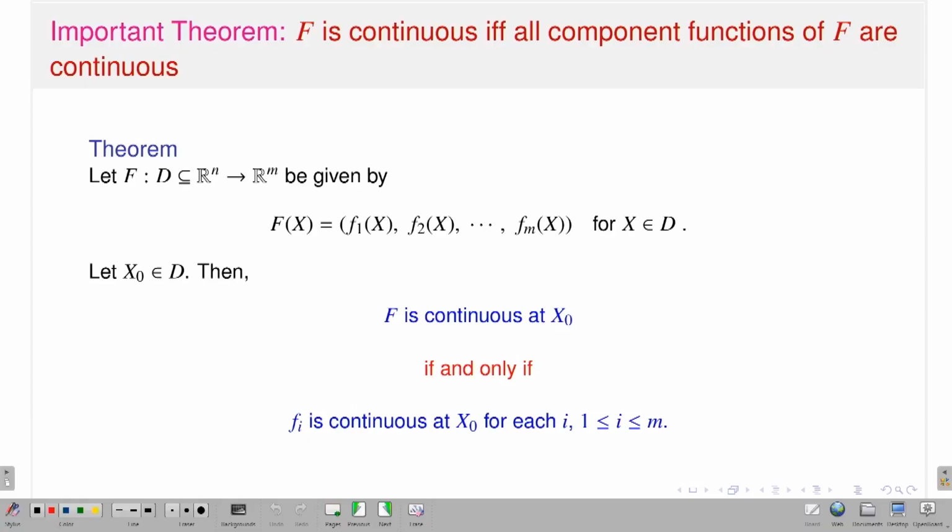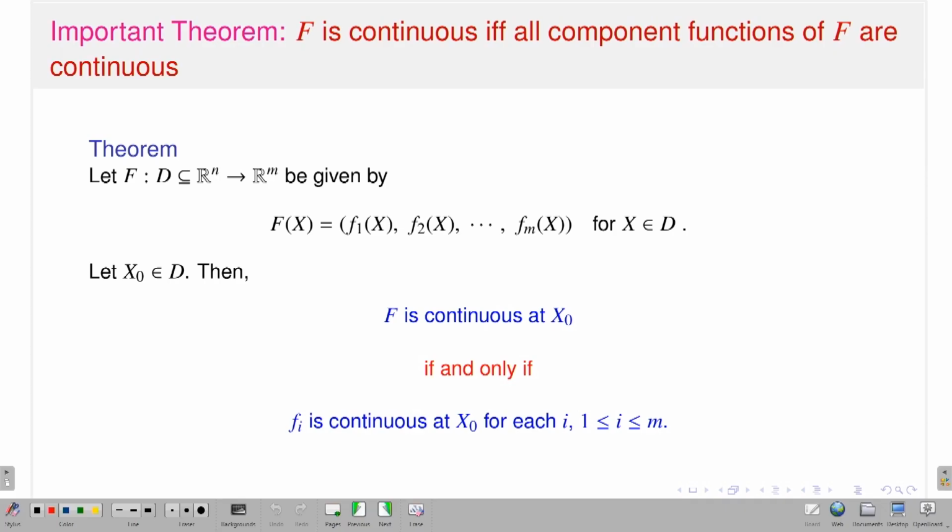This is another important theorem. As I said, given a function f from Rn to Rm, you have m many component functions, and already in the case of limits I discussed that the limit of capital F exists if and only if the limits of the component functions exist. Similar things are also true in the context of continuous functions.